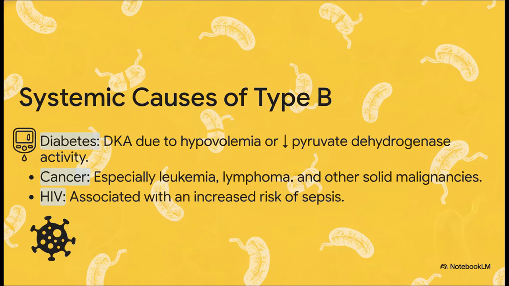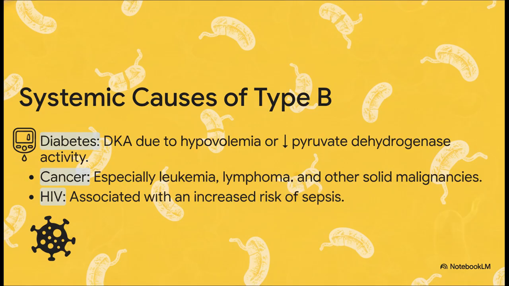So what kind of diseases can cause this factory problem? Well, diabetes is a big one, especially in diabetic ketoacidosis, or DKA. And DKA is kind of tricky because the severe dehydration can cause a type A problem, but there's also a type B component from messed up cellular metabolism.